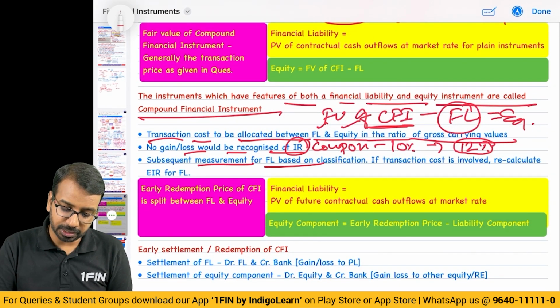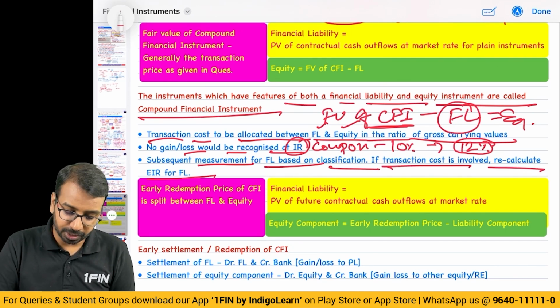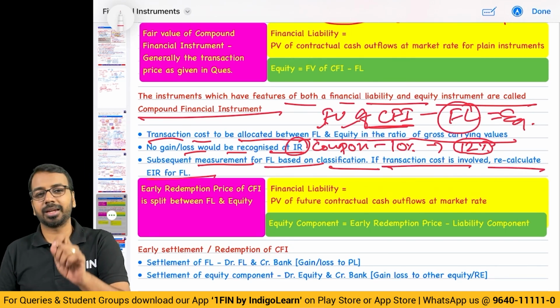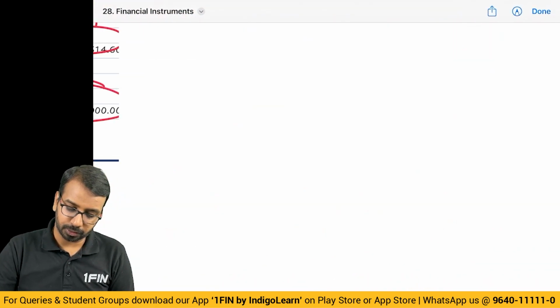Subsequent measurement of financial liability is based on the classification. If there are transaction costs, you have to recalculate the effective interest rate. Typically, this rate will be given to you in the question. Okay, so let us look at a question on this.